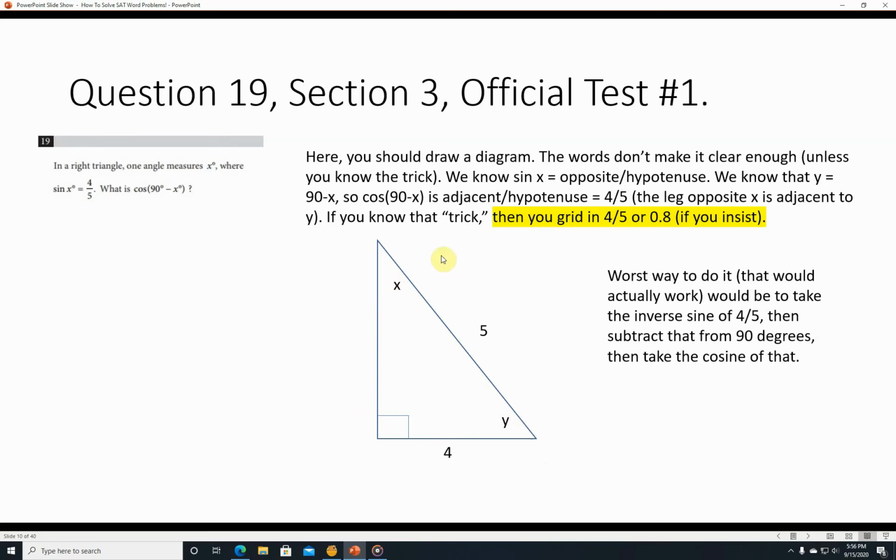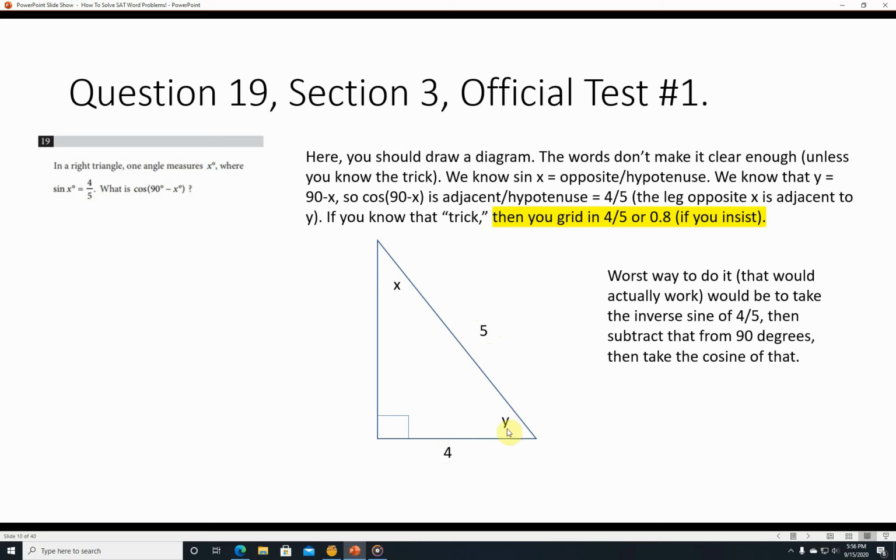We know that the sine of x is the opposite over the hypotenuse. So here's the opposite, because it's opposite the angle. Hypotenuse is always the longest side, and it's opposite the right angle. So we can just say this is 4 and this is 5, and then we have the proper ratio of 4 to 5 for the sine.